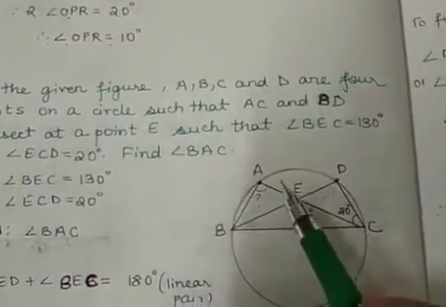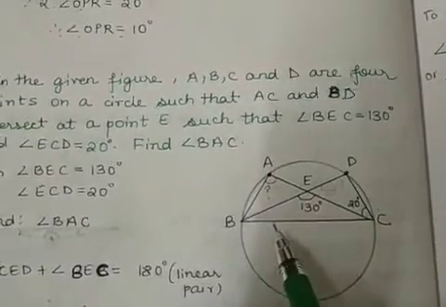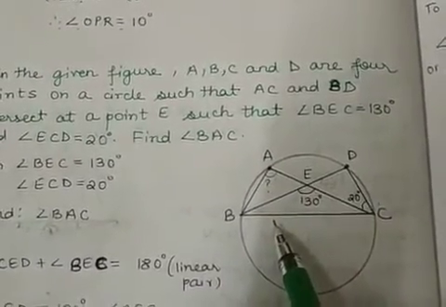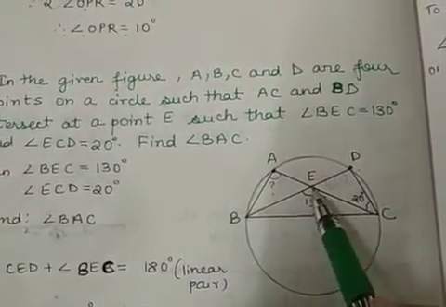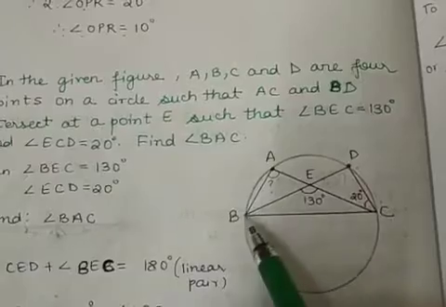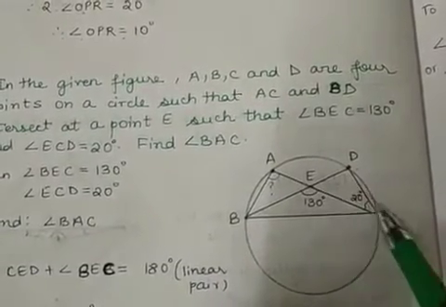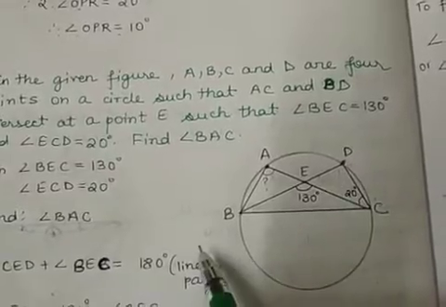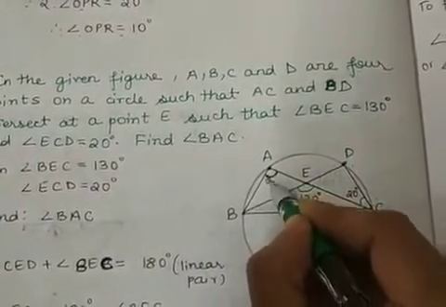So you are given that A, B, C and D are 4 points on a circle, and this AC and BD, they intersect at the point E, and BEC is 130 degrees and ECD is 20 degrees. Now you have to find BAC. So this is what I have to find.